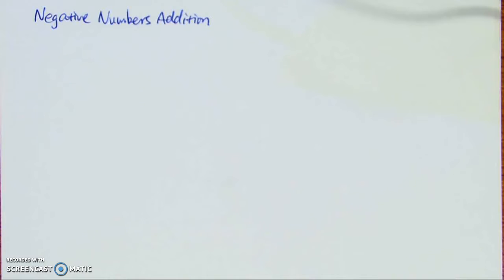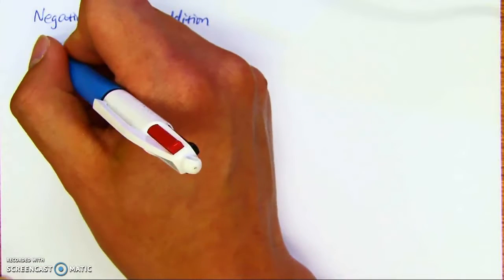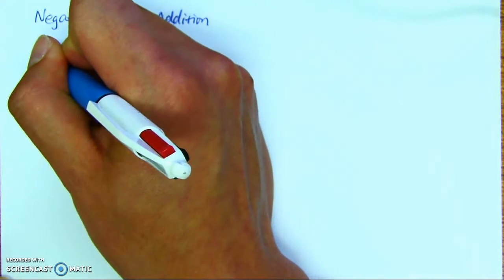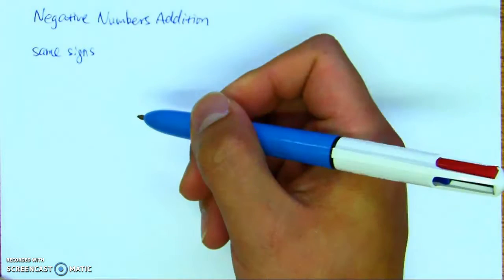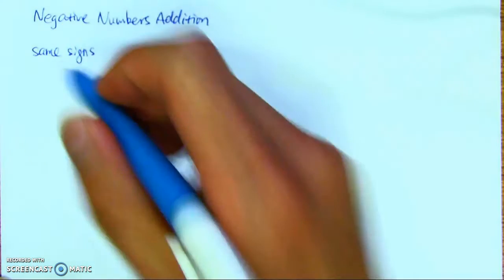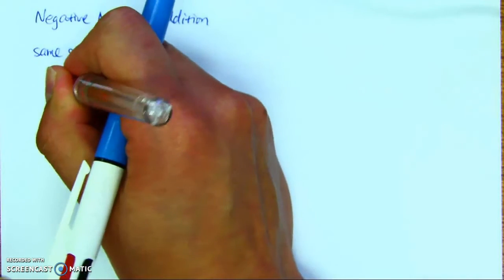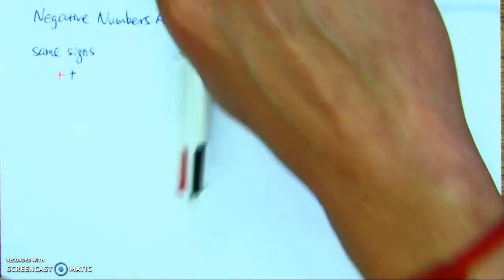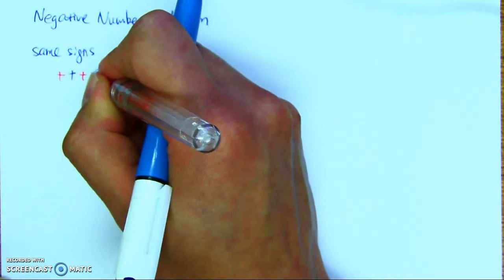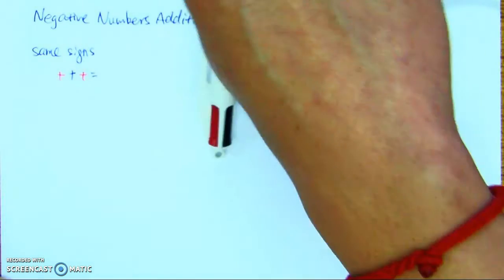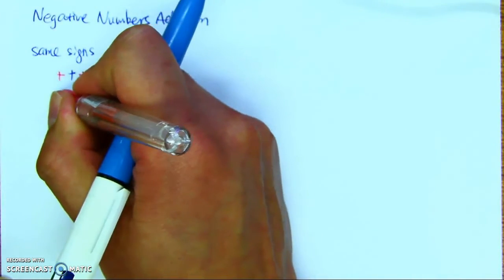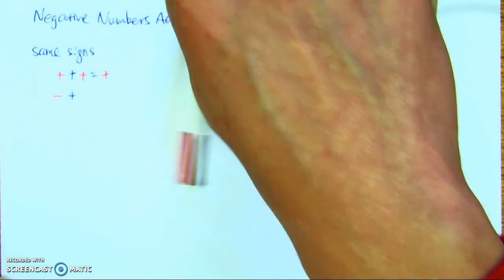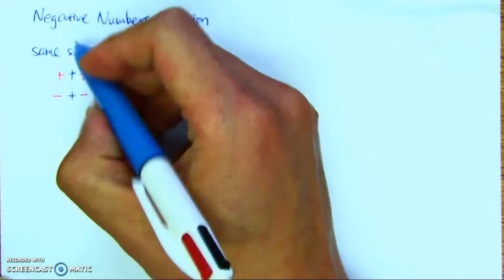Now let's have a look at two different situations, two big situations. The first one is if two numbers have the same signs. For example, if we have positive plus positive, we know that that equals positive. And if we have two negative numbers, like negative plus negative, then we know that that equals negative.